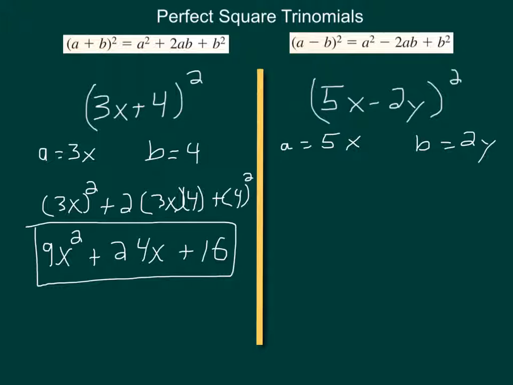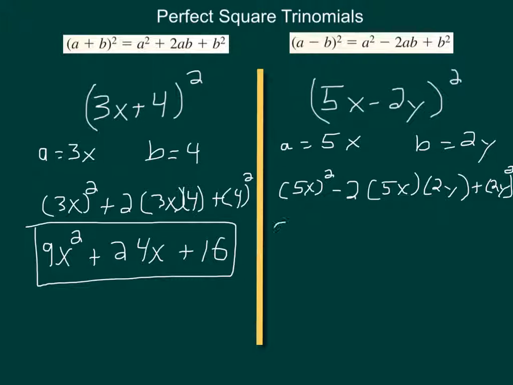Now let's plug into our formula. That's going to be a squared, which is (5x) squared, minus 2 times 5x times 2y. My a and my b. Finally, plus my b, which is 2y, and I need to square that.